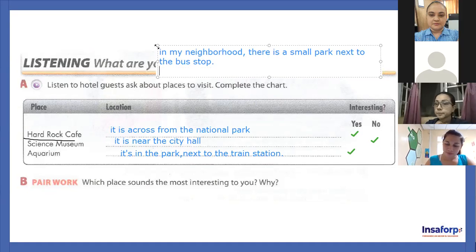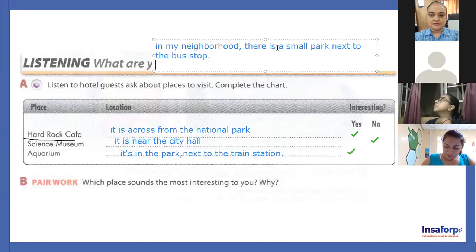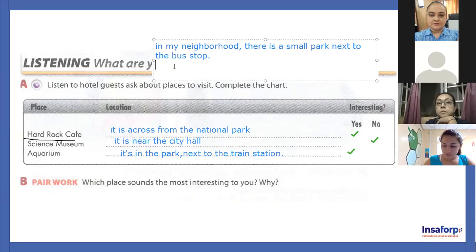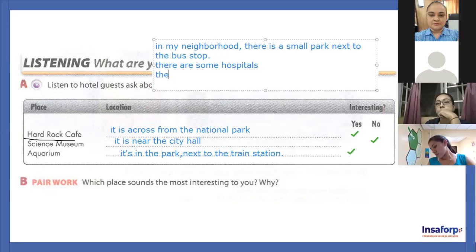Recordemos que podemos utilizar también there is o there are. Por ejemplo, en mi colonia hay un parque pequeño. En mi colonia hay un hospital. En el caso que digamos que sea plurales, there are some hospitals, right? Algunos hospitales. En el caso que no haya nada, there isn't any. No hay nada, right? No hay ninguno.